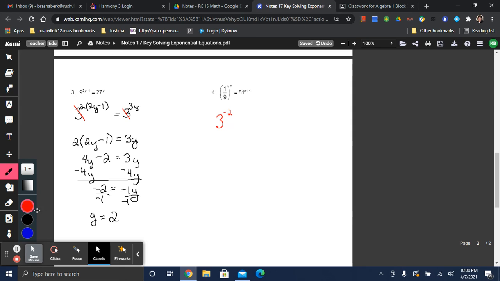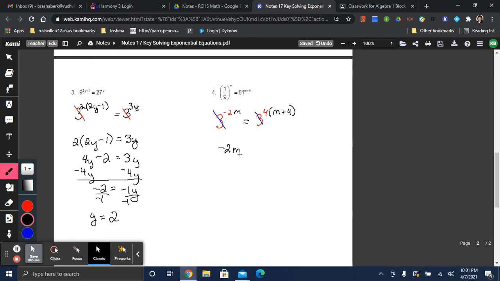And I already have an m there. So I'm going to write that m. And then equals 81, which was 3 to the 4th power. And then I already had an m plus 4. So that will multiply by this 4. So my bases are the same. I can cancel those, set my exponents equal to each other to be solved.